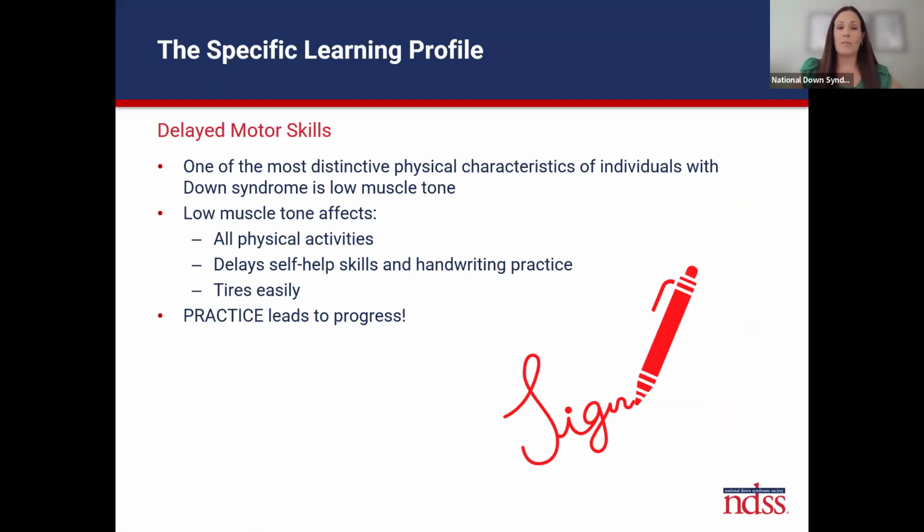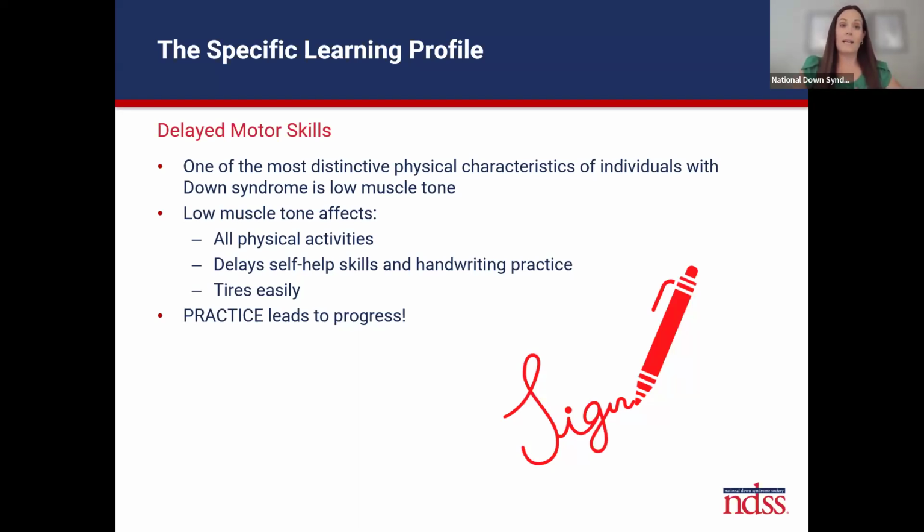Delayed motor skills is one of the most distinctive physical characteristics of individuals with Down syndrome. They have low muscle tone, or hypotonia, and hypotonia impacts all muscles in the body. When we think of motor skills, at least for me, my thought goes directly to gross motor, like walking, running, skipping, hopping. But these delayed motor skills impact even the smallest muscles, like the muscles in your fingers when it comes to writing, and the muscles in your mouth and tongue for the formation of words. So it really impacts the whole individual, not just those bigger gross motor areas.